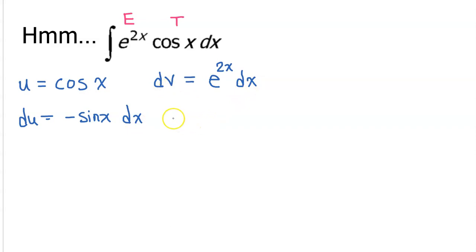Integrating both sides, we get v equals, and here comes a little mental u substitution. If u is 2x, then u prime is 2. We must divide by u prime by putting a 1/2 in the front. The integral of e to the u is e to the u.